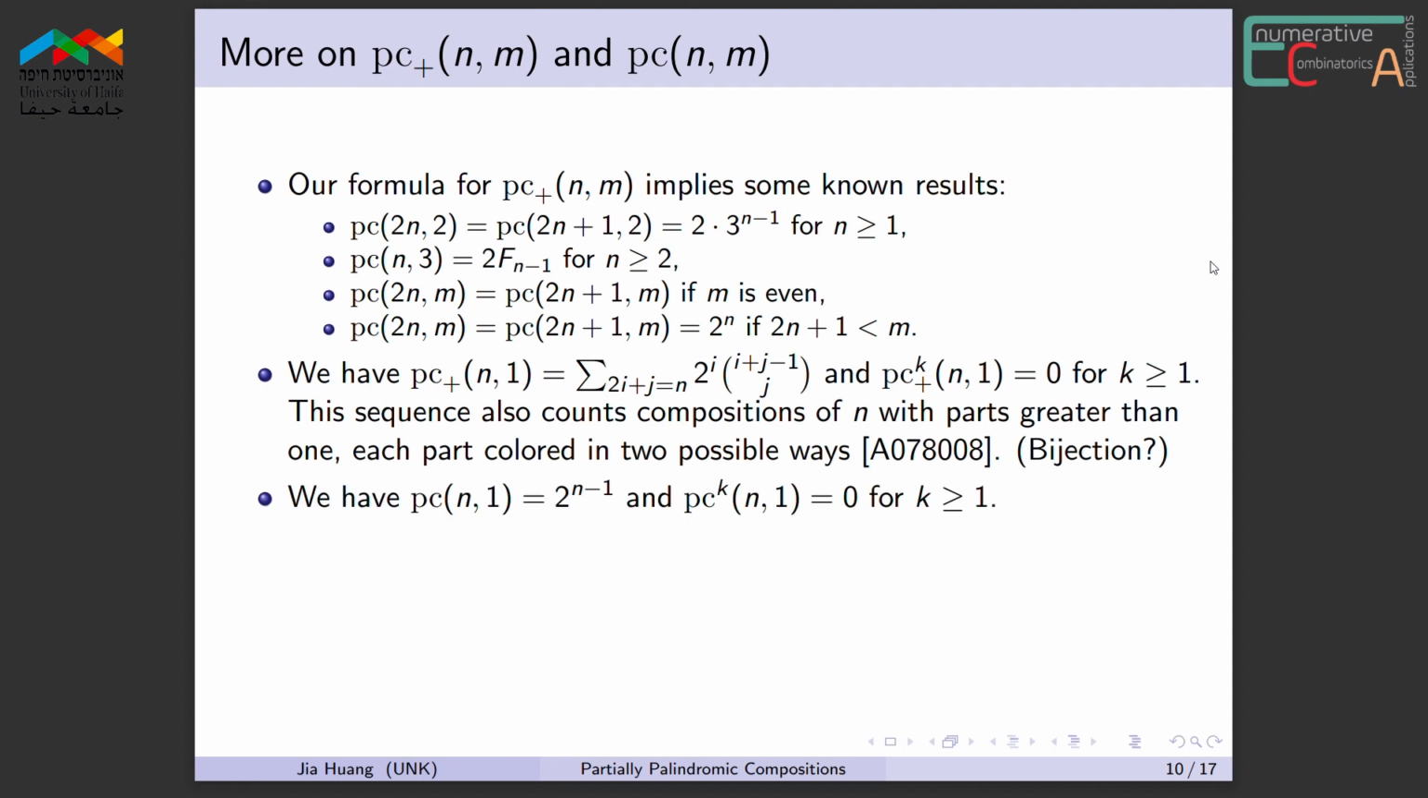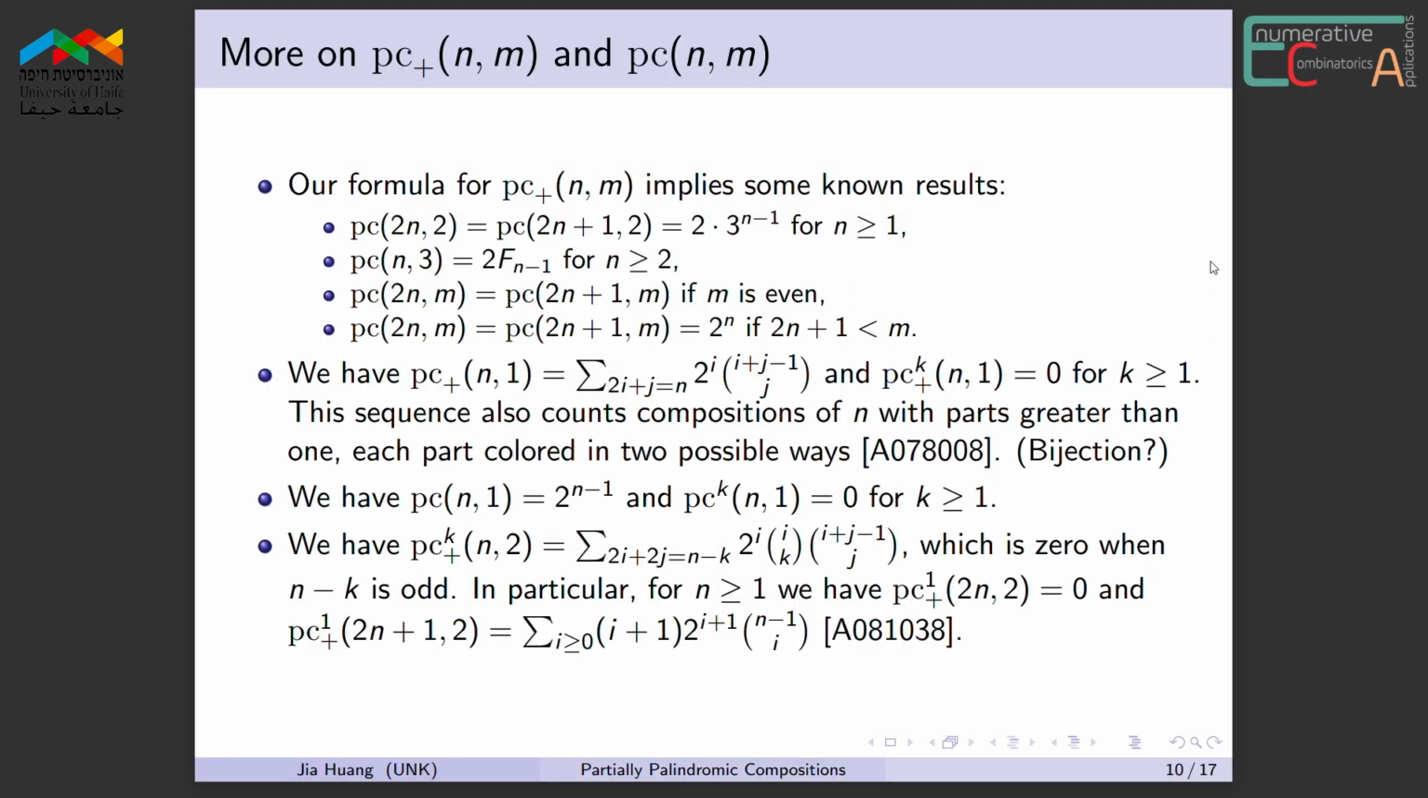And we have another result when m is 1, that we can take PC plus n1 to get a formula for PC n1. That's just 2 to the n minus 1. That's just the number of all compositions of n. Not surprising. But when m is 2, we have another interesting formula that also is already in OEIS.